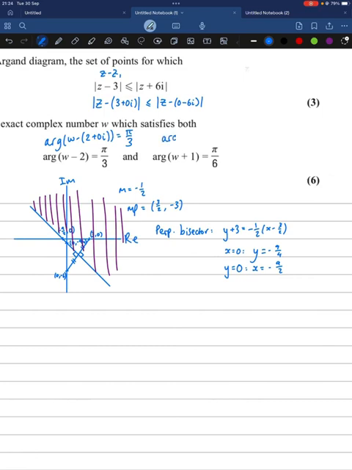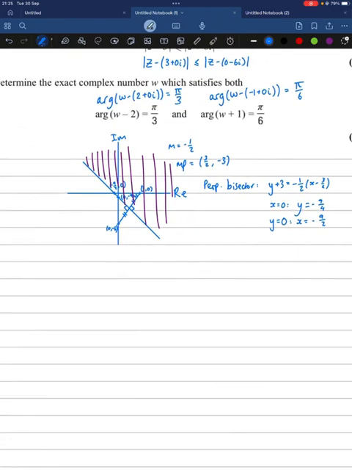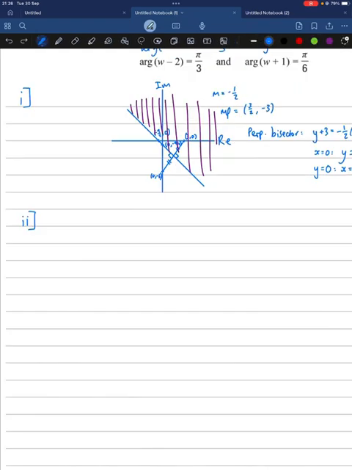and the argument of w minus 1 plus 0i is equal to pi by 6. What this is saying is that we've got two half lines, and w satisfies both of them. So we've got one line over here, one line over here. We basically want them to intersect, and that will be the complex number w that satisfies both of these. So let's just draw a quick sketch.